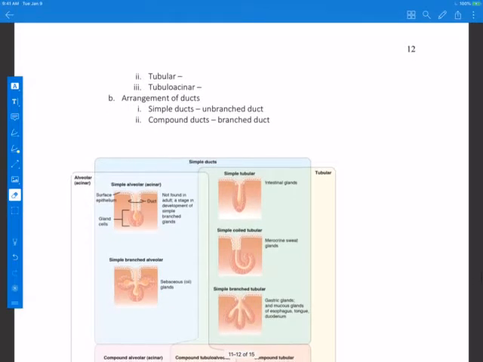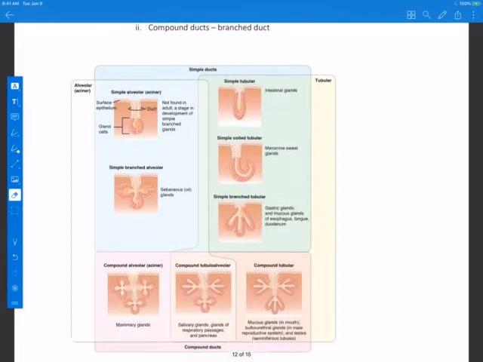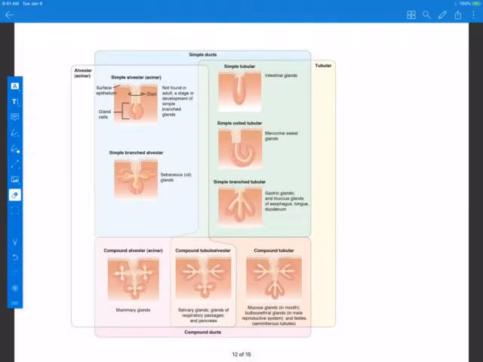Okay, so the ducts can be classified according to whether or not they have a simple arrangement or a complicated arrangement. The simple arrangement is basically an unbranched duct. So you can see you just have a single tube here that basically leads to the surface, or to the apical surface or the opening. That's a simple single duct, unbranched.